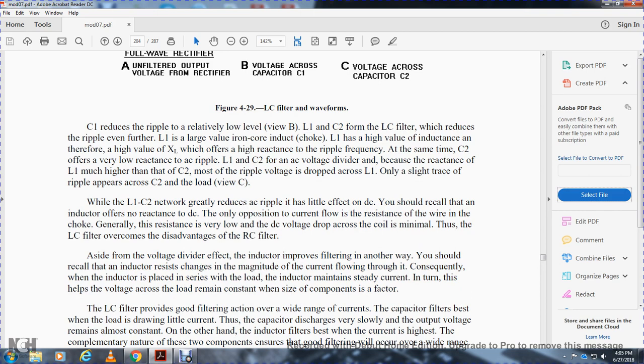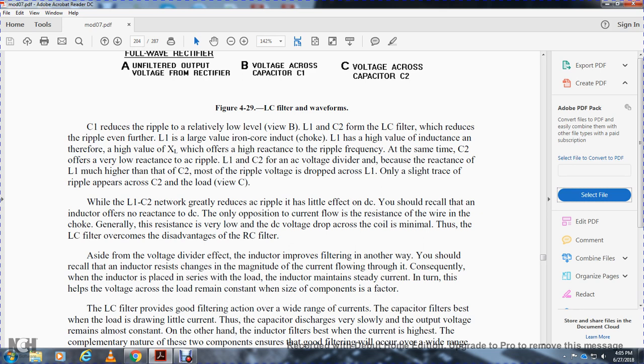The inductor L1 and then C2 form the LC filter and reduce the ripple further. L1 is a large-value iron core inductor choke. L1 has a high inductance, and therefore it presents a high reactance to the ripple frequency. At the same time, capacitor 2 offers very low reactance to the AC ripple.